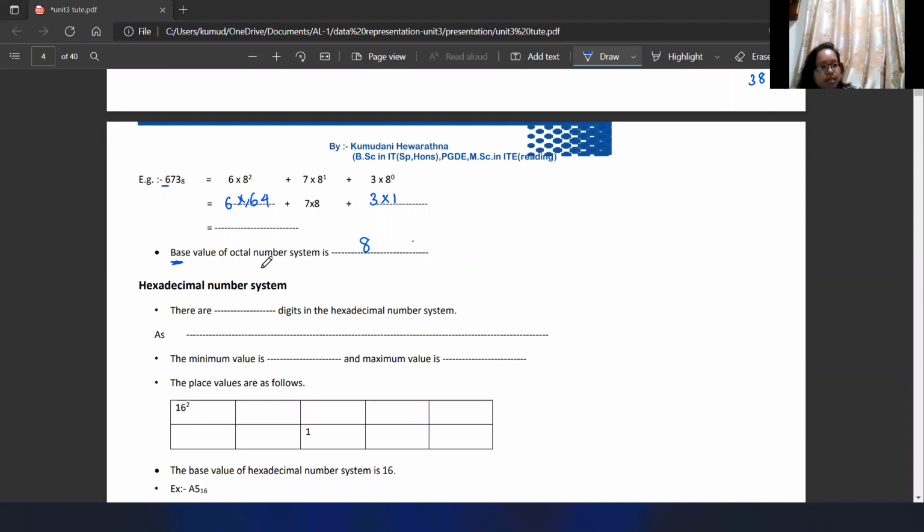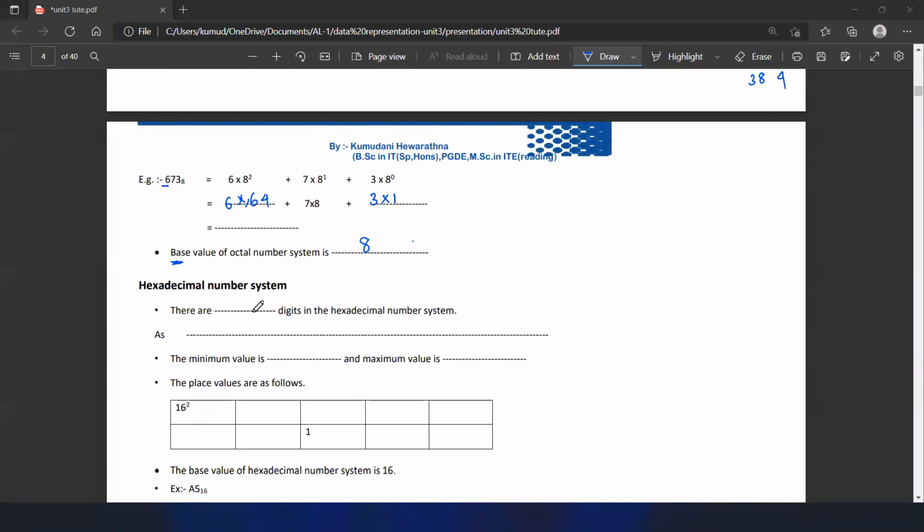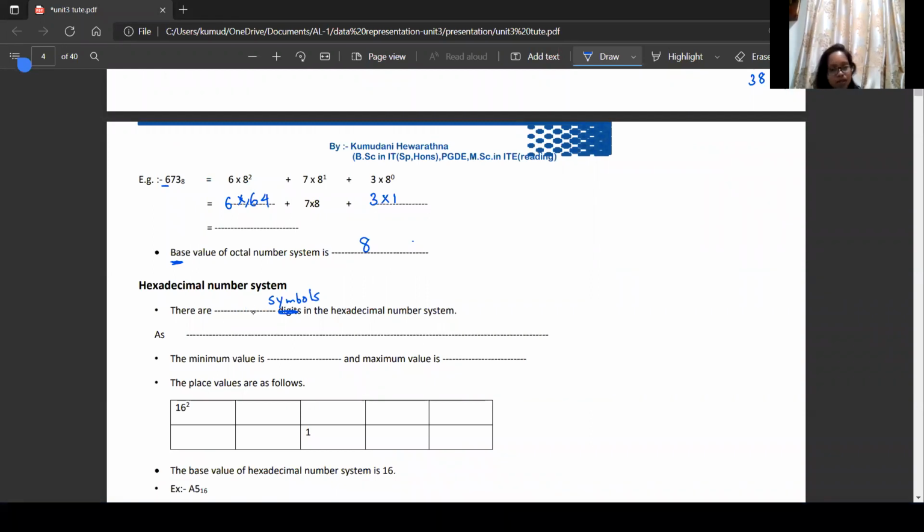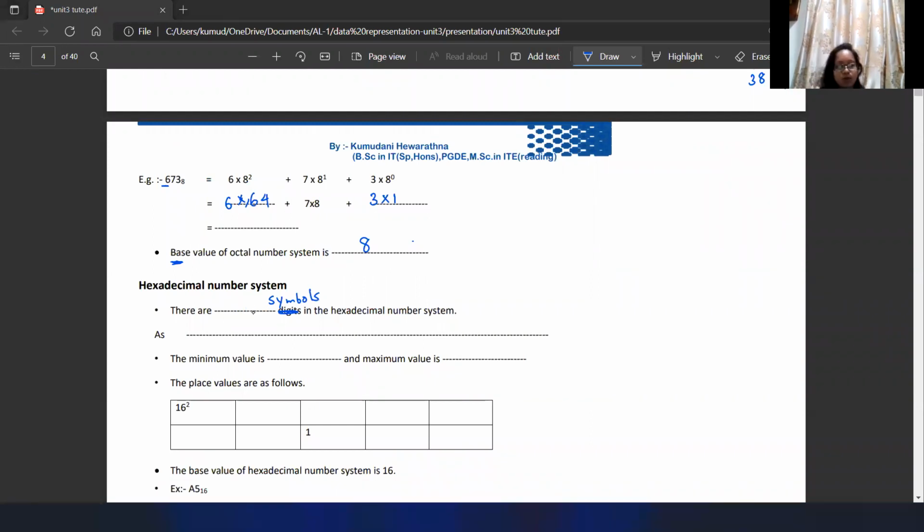Then the hexadecimal number system. There are how many digits in the hexadecimal? 16. We can't call them digits, we call them symbols, because digits means numbers only. So there are 16 symbols. Just take it as symbols, right? Because both numbers and alphabetical characters are there.